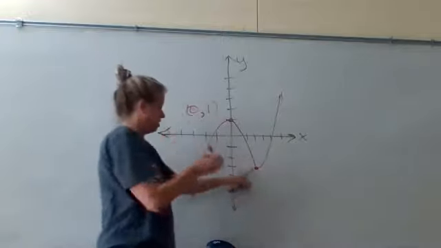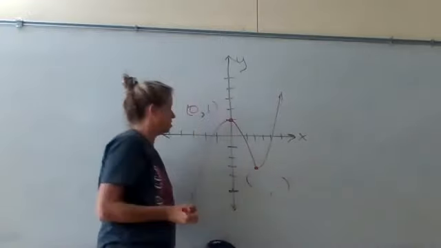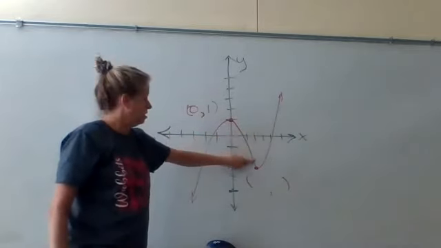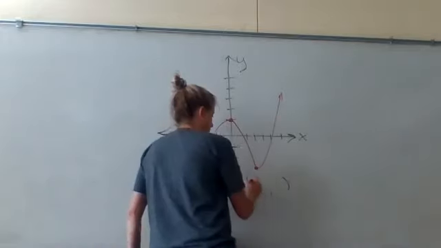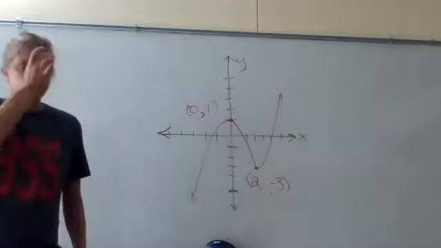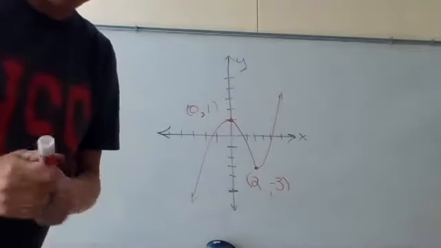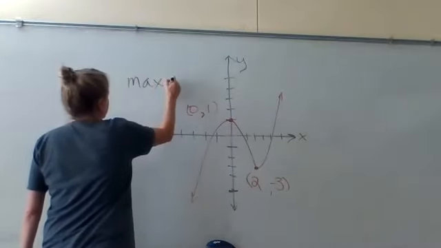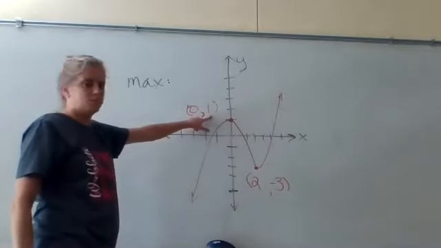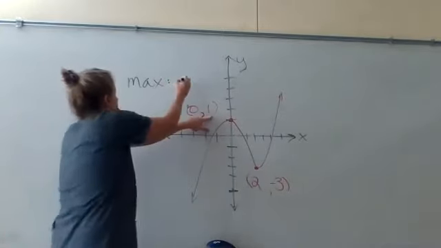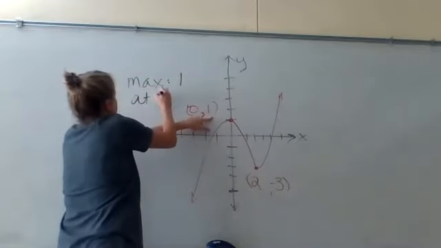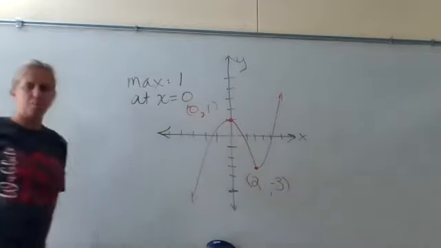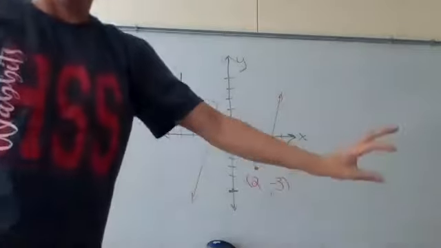Then let's label this point. Its minimum point is here. So let's see, its x-coordinate is positive 2. It lines up with the 2. And its y-coordinate is negative 3. So that point is at 2, negative 3. It's going to ask me what is the maximum and minimum. So here's my maximum point. My maximum value is 1 at x equals, what's the x-coordinate at the maximum?